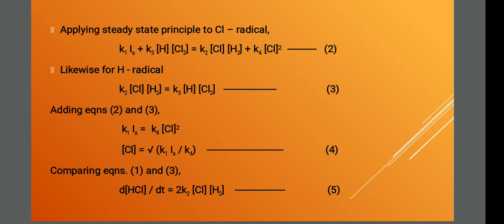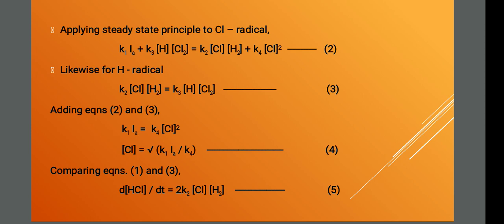Is it okay? I'll repeat the thing once again, ma'am. So we have to apply steady state principle for chlorine radical as well as for hydrogen radical. So we get equation 2 and equation 3. So adding equation 2 and 3, we get the final form as K1 Ia is equal to K4 into Cl the whole square. From this we can find the value of Cl. You have to compare equation 1 as well as equation 3.